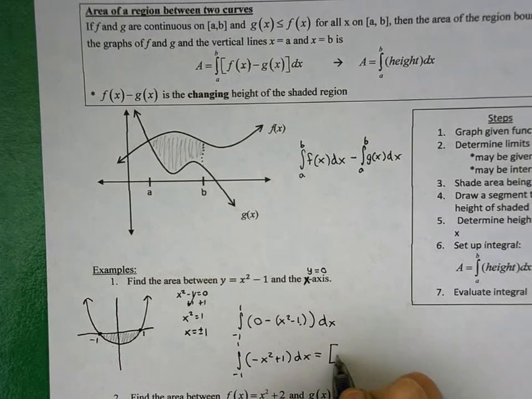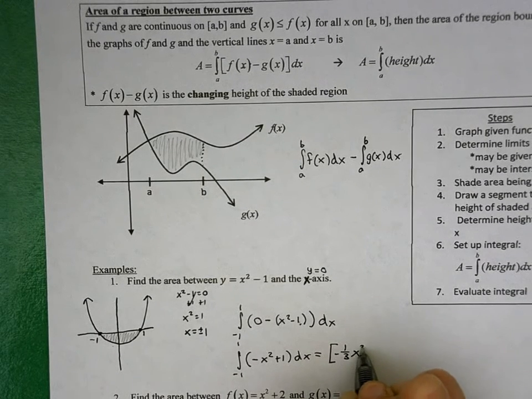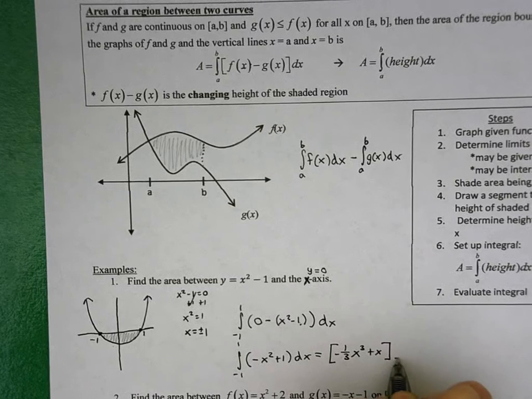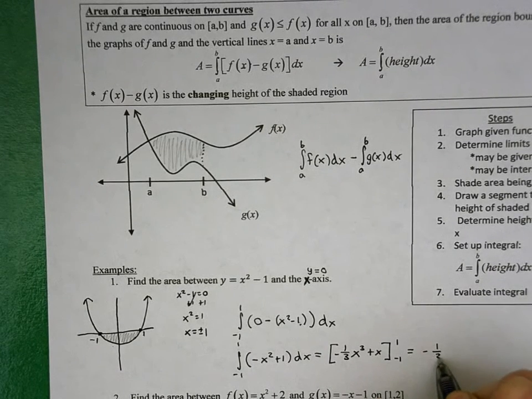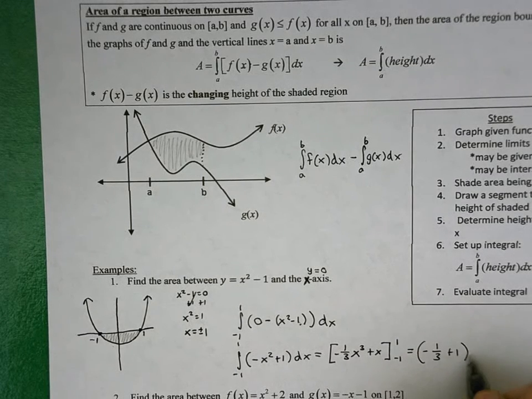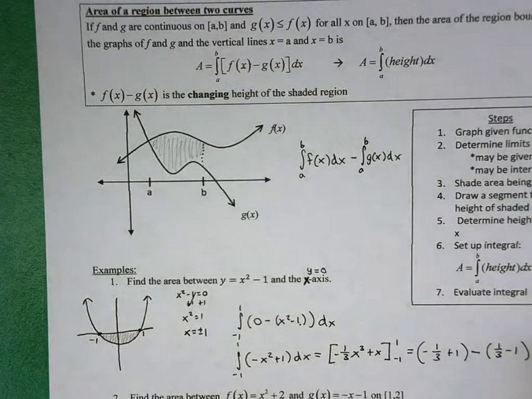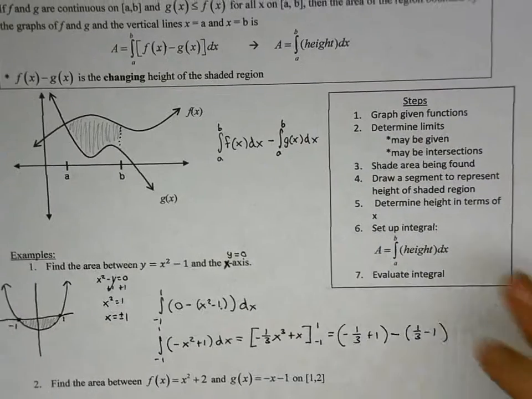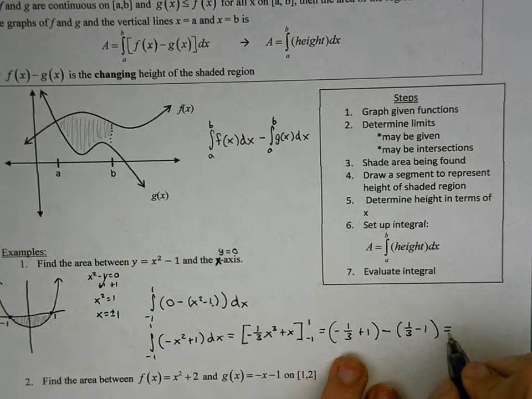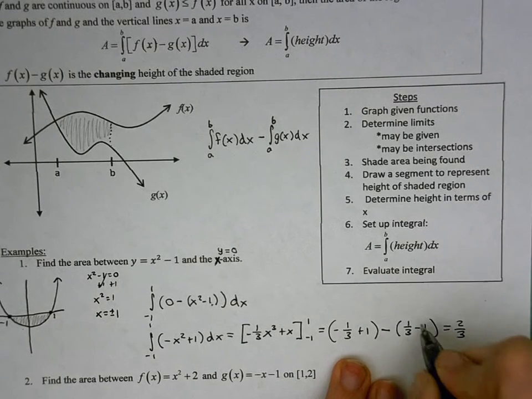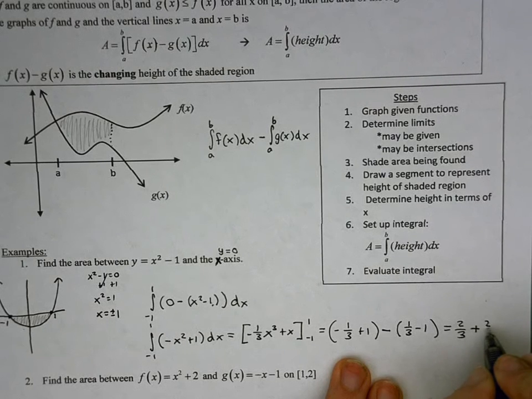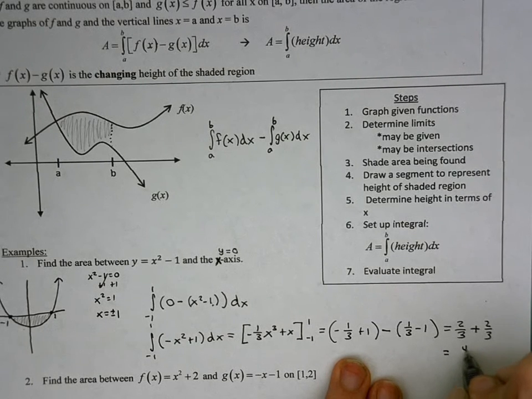Power rule. So we have negative 1/3 x cubed plus x from negative 1 to 1. Plug in your f of b, so we're at negative 1/3 plus 1, minus, plug in my f of a, which is 1/3 minus 1. Okay, and so then we'd have 2/3 minus a negative 2/3, minus a negative is a positive. And so our answer is 4/3.